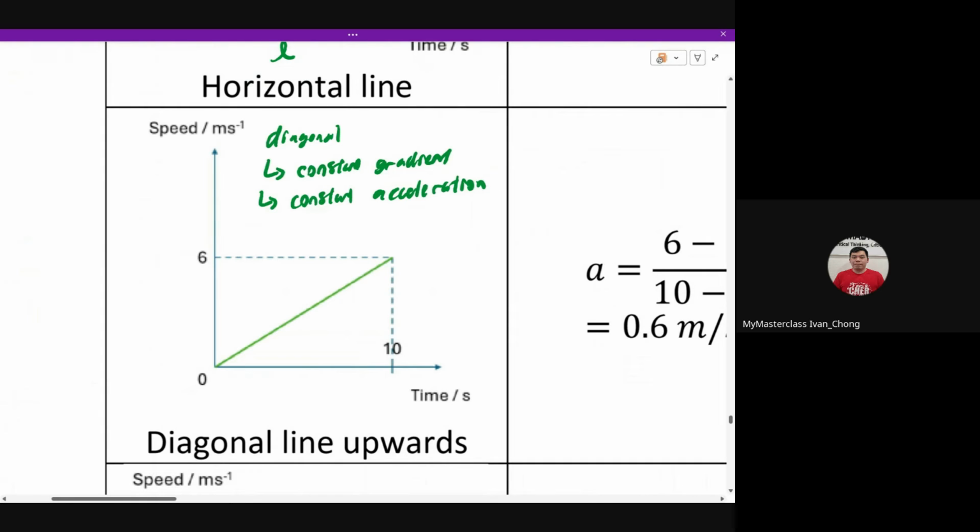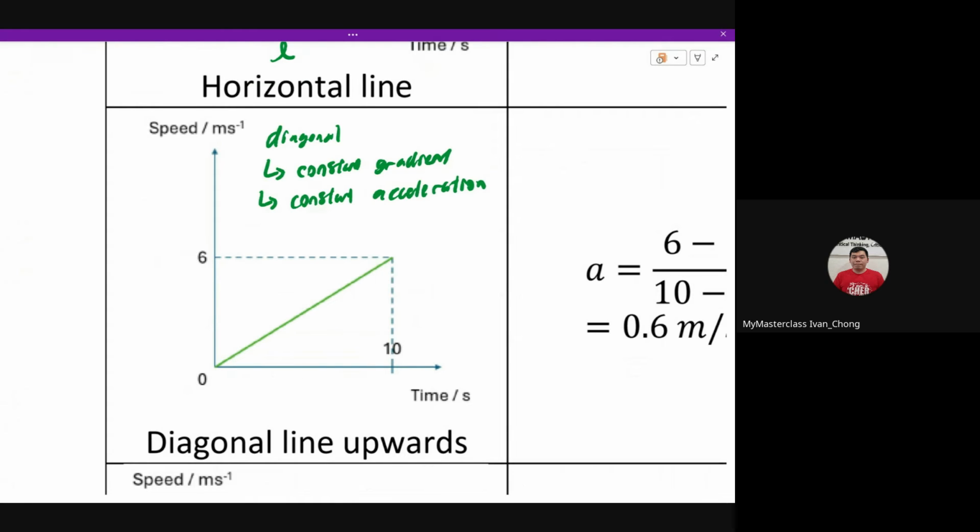Like just now for your distance time graph, if I move at constant acceleration, you can say, from time 0 to time 10 seconds, my object is moving with constant acceleration from 0 meters per second to 6 meters per second. Basically, you can see that you are speeding up from rest. So from 0, you get faster and faster, and at 10 seconds, you reach 6 meters per second.